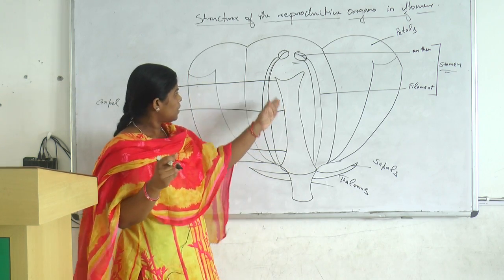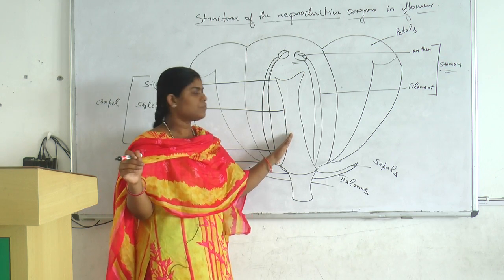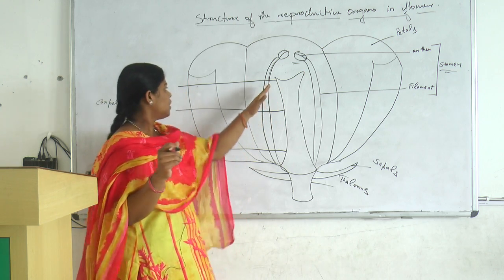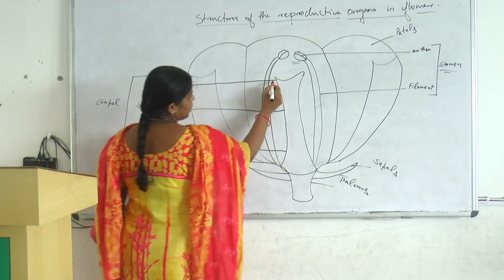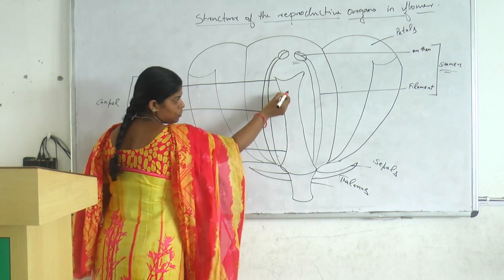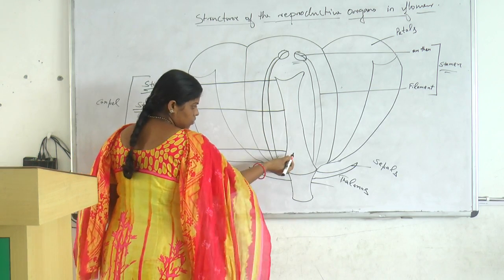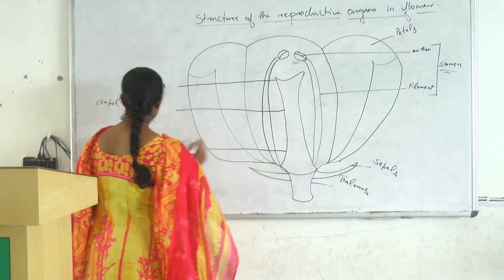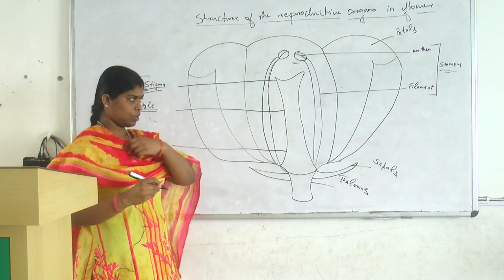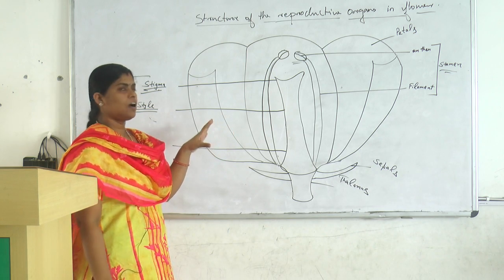Next, this is the female reproductive organ of the flower, and it has three parts. The first part, this distant part, is known as the stigma. This tube-like structure is known as the style, and below the style a bulb-like portion is there, known as the ovary, which contains the ovule within. So these are the two reproductive parts of the flower.